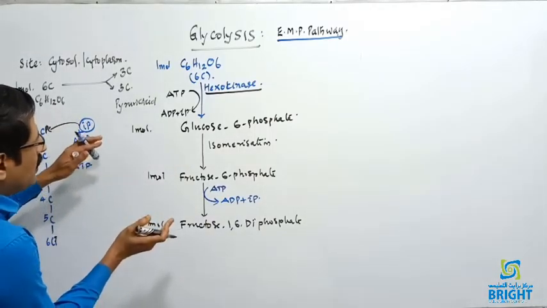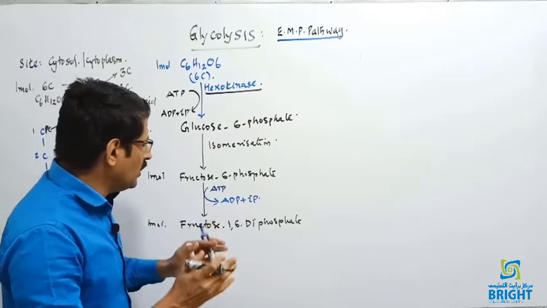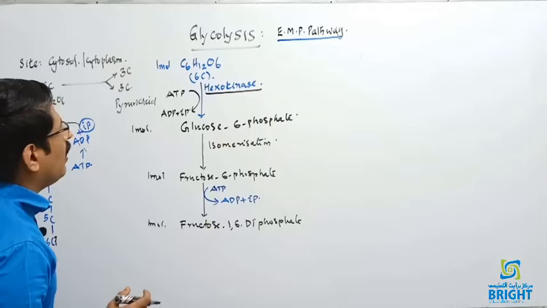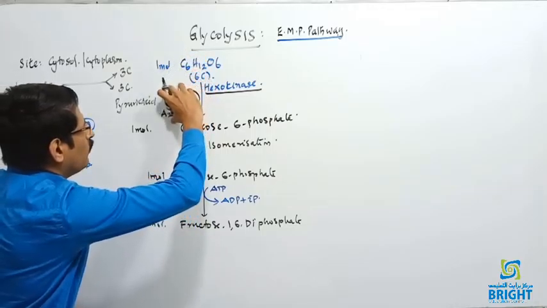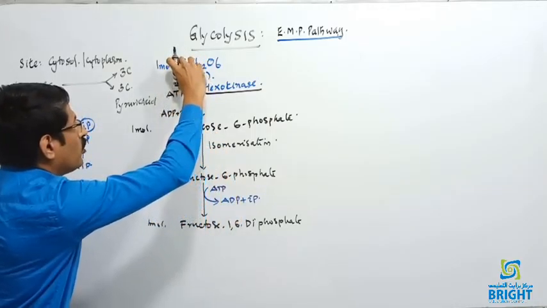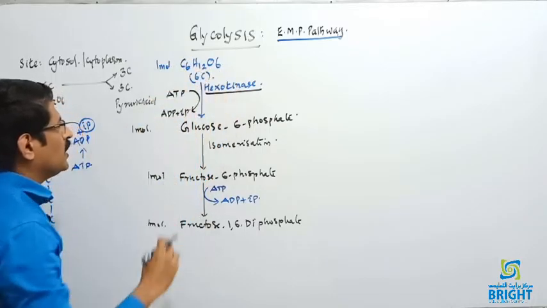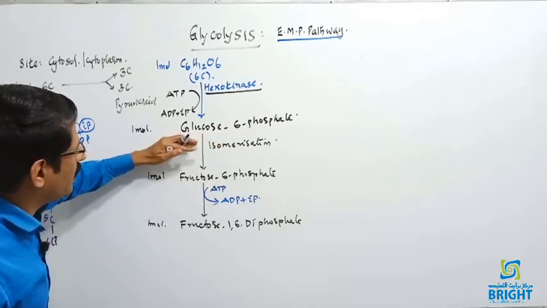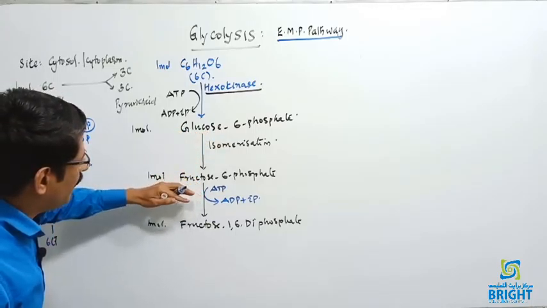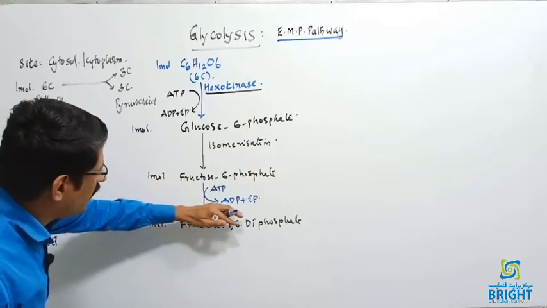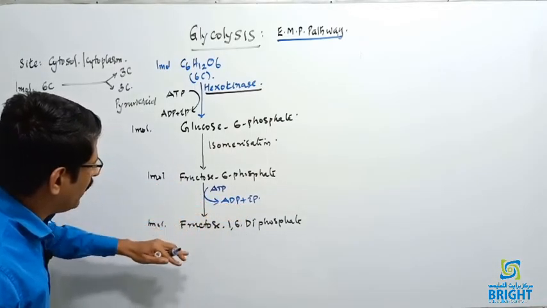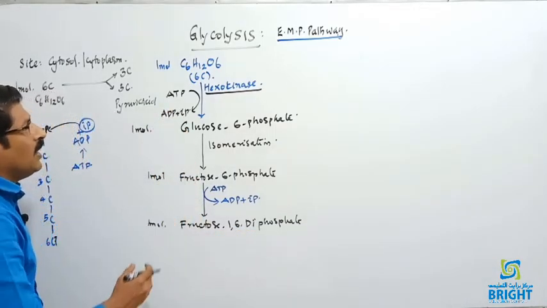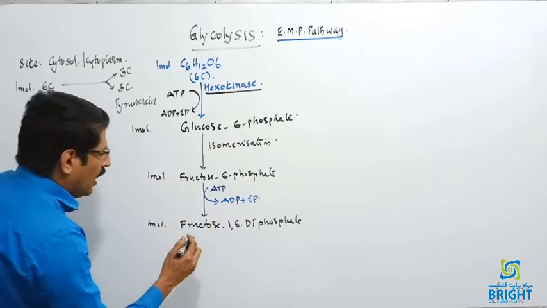And these are the initial stages, the charging or the preparation for the glycolysis. Here 1 molecule of glucose undergoes phosphorylation with the help of enzyme hexokinase and forms glucose 6-phosphate, and the glucose 6-phosphate undergoes isomerization and forms fructose 6-phosphate, and fructose 6-phosphate again undergoes phosphorylation by 1 molecule of ATP and is converted into fructose 1,6-diphosphate. And this is the charging, the preparation for the glycolysis.